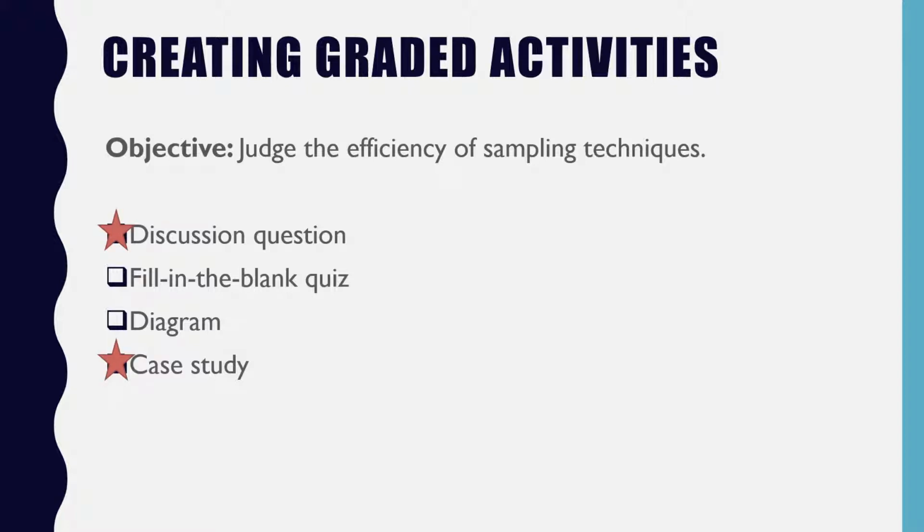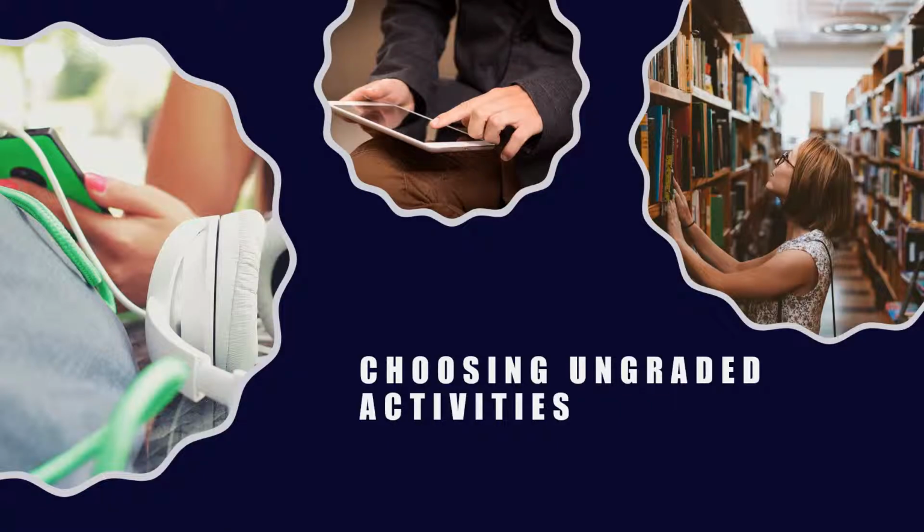The discussion question and a case study are examples of graded activities for the objective Judge the efficiency of sampling techniques. Once you've created the graded activities that will assess the objectives for your lesson, you're ready to identify the ungraded activities that will support both the objectives and the graded activities.